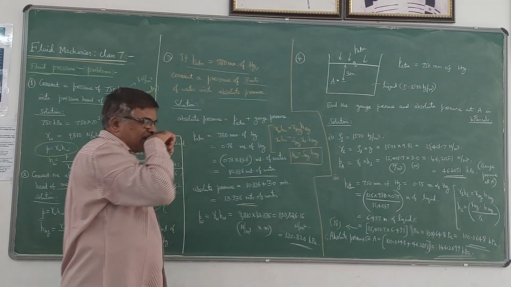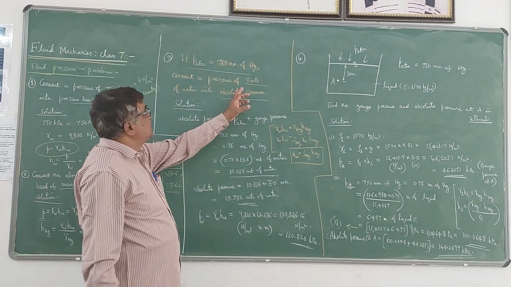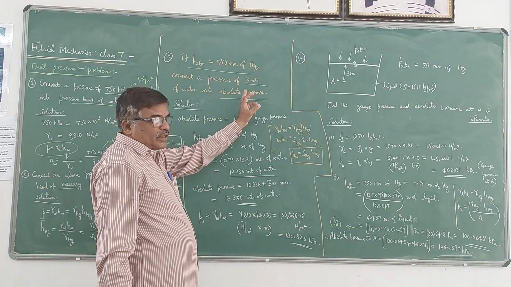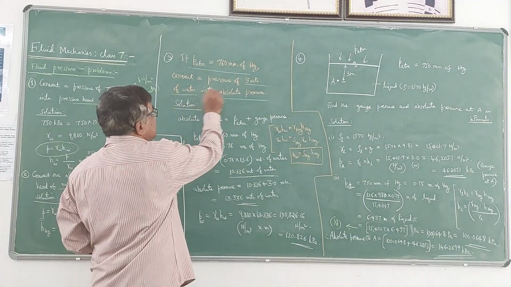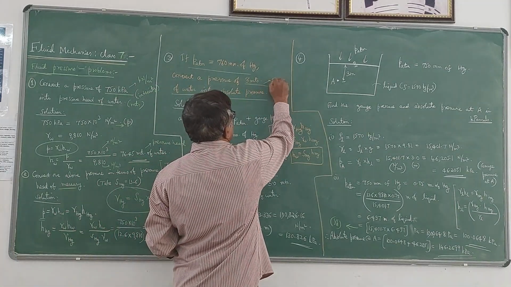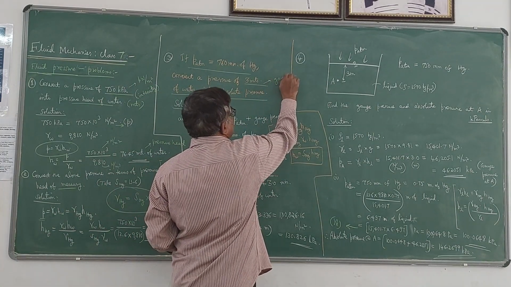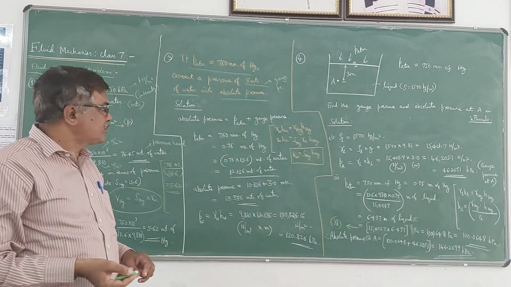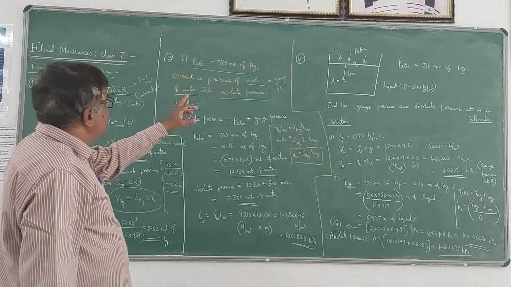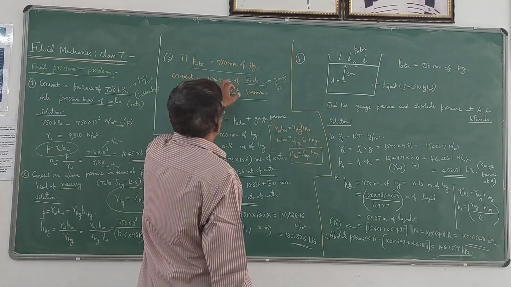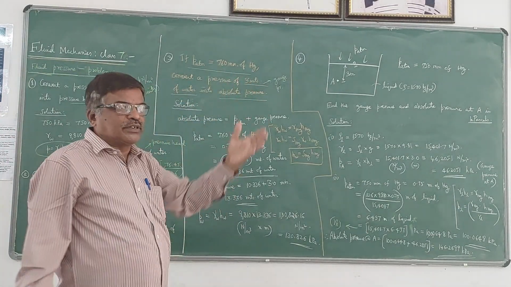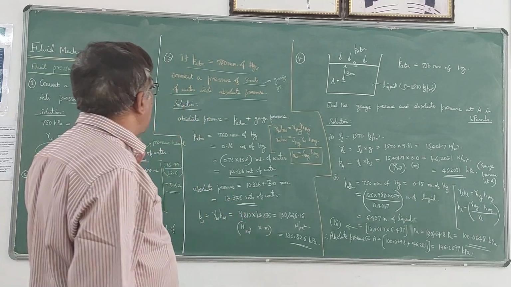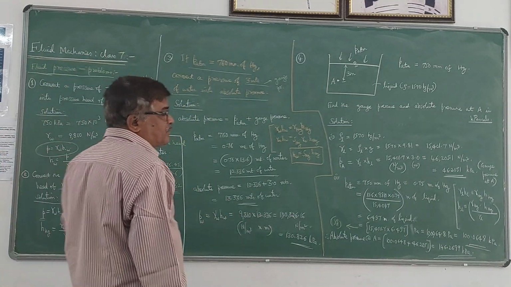See the problem here. He has given a pressure of 3 meters of water. So actually this is the gauge pressure. Whatever he has given, this 3 meters is the gauge pressure. That means it is measured with respect to atmospheric pressure. So 3 meters of water is the gauge pressure, 760 mm of mercury is the atmospheric pressure, and you want the value in terms of absolute pressure.